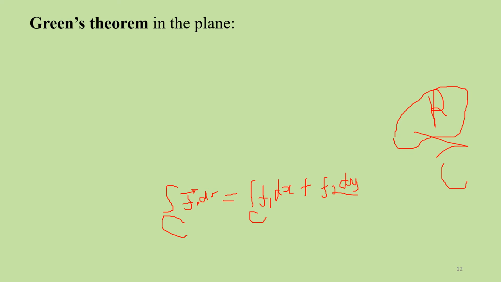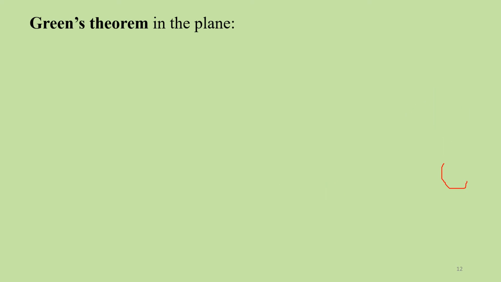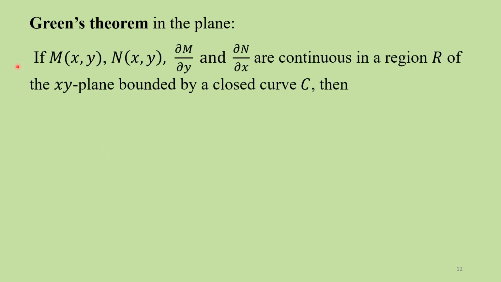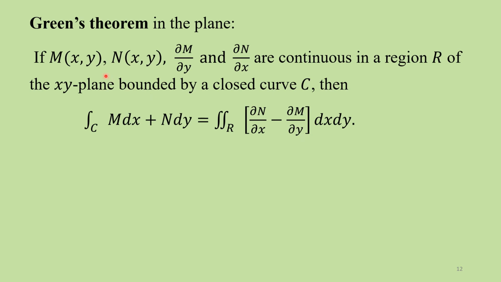So let me take the statement of Green's theorem now. Here, instead of f1 as a function of x comma y and f2 as a function of x comma y, I have taken M and N. The statement goes like this: if M of x comma y, N of x comma y, and their first order partial derivatives, that is dou M by dou y and dou N by dou x, are continuous in a region R of the xy plane bounded by a closed curve C, then the line integral of M along C is M dx plus N dy.